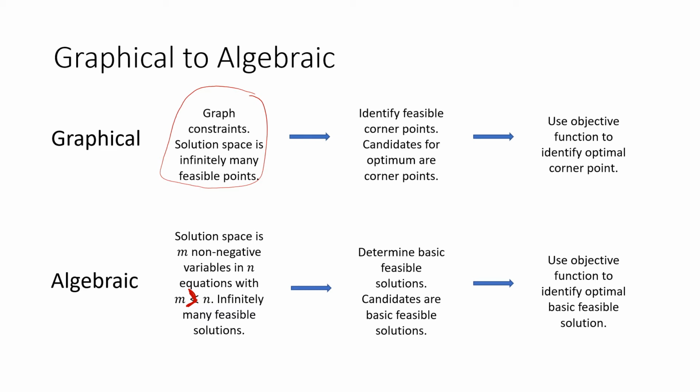So graphically, the next thing we do is identify the feasible corner points. We find all those corner points, and these are the candidates. With algebraic, we're going to find something called basic feasible solutions, and this is the equivalent of corner points in the graph. Those are our candidates. Finally, with graphing, we use the objective function to sift through all the possibilities and find the one that works. It's the same thing in algebraic. We use the objective function to find the one that works.